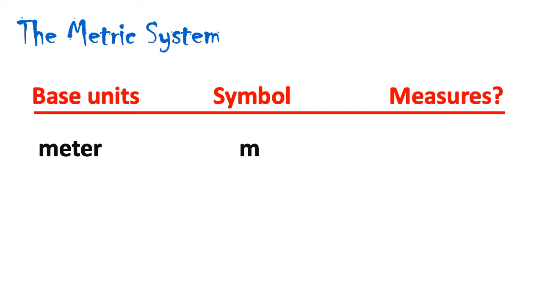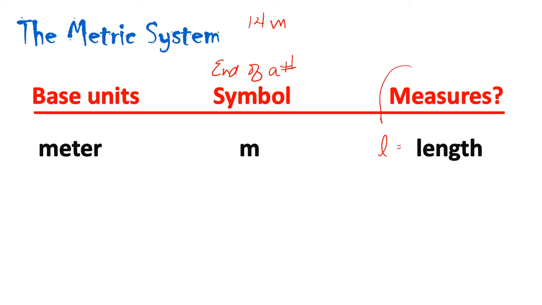The symbol for this is m. And when I say symbol, I mean this is what we put at the end of our number. So if I say 14 meters, you would write it like that. It measures length. And I'm going to use the symbol L for length. This does not go at the end of a number. This is how we represent the variable.